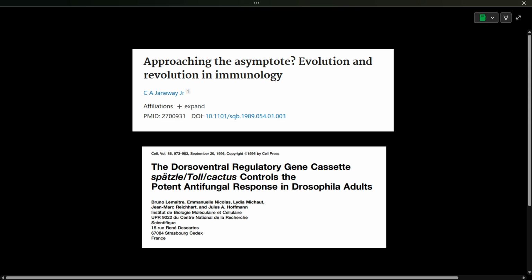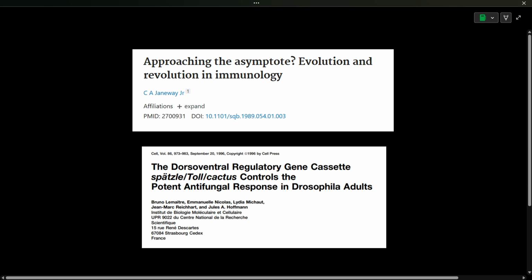So here in this paper, the Toll receptor pathway, which is important for antifungal immunity, was discussed. This is a PRR-like pathway, a pattern recognition-like pathway, in a multicellular organism like Drosophila, which doesn't have adaptive immunity.